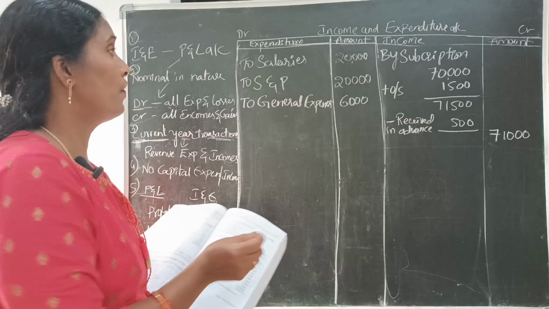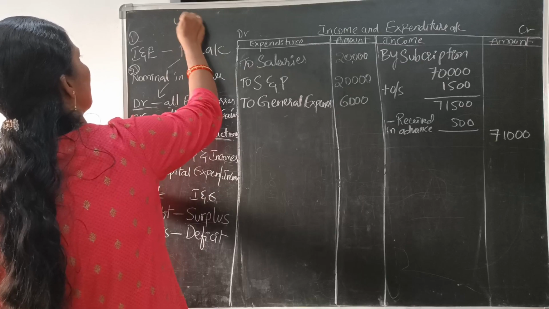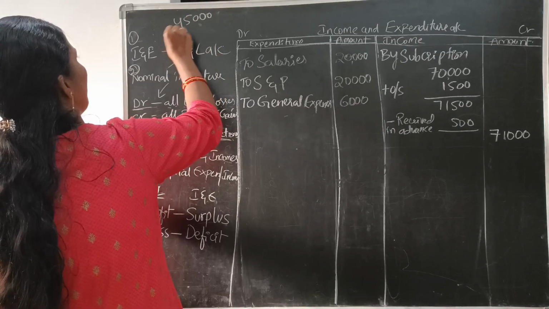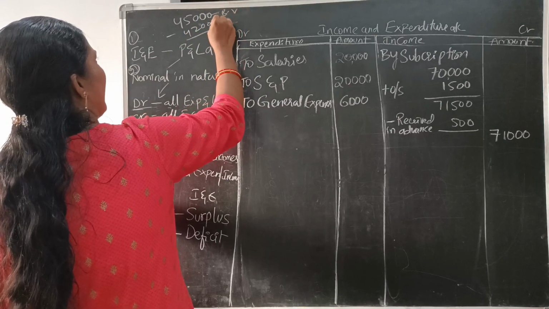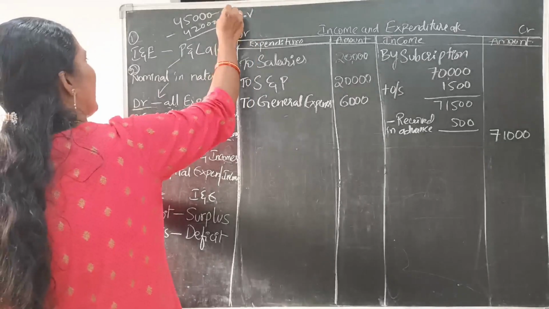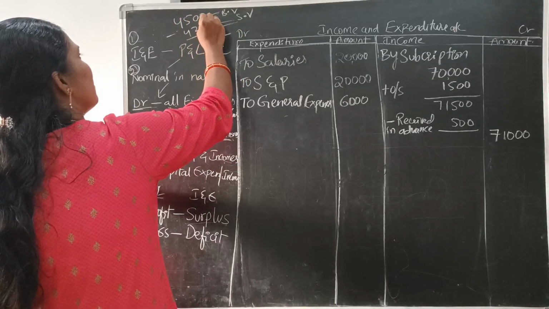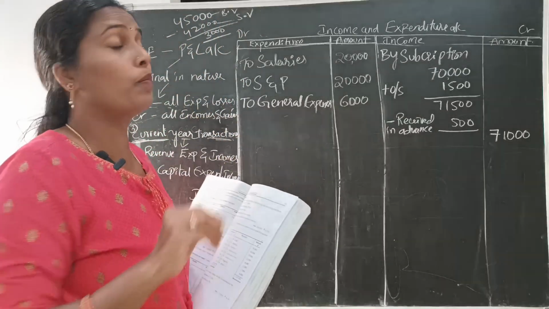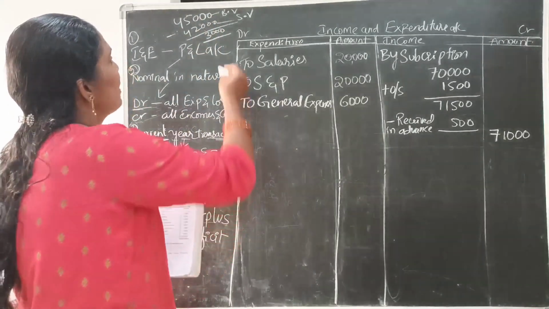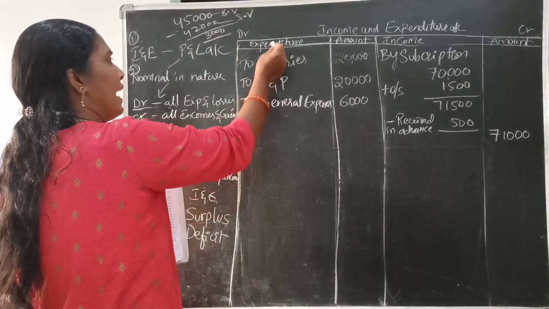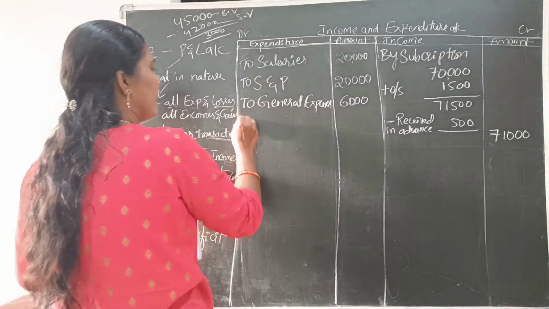Sale of old furniture is 42,000. The book value of furniture is 45,000 and we sold it for 42,000. This is the book value and this is the sale value. The book value is more than the sale value, so 3,000 is a loss. Actually you needed to sell it for 45,000 or more, but you sold it for less than that. So 3,000 is a loss. A loss will show on the expenditure side, or debit side, with all expenses and losses.